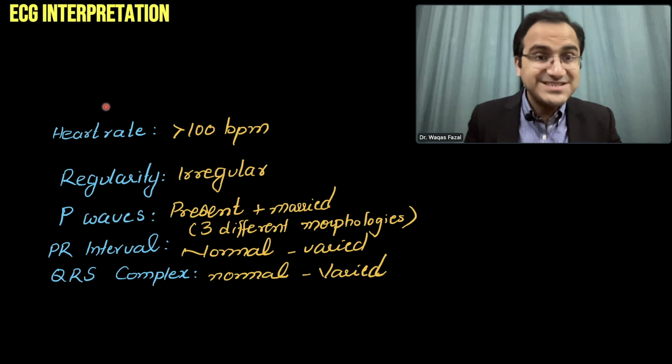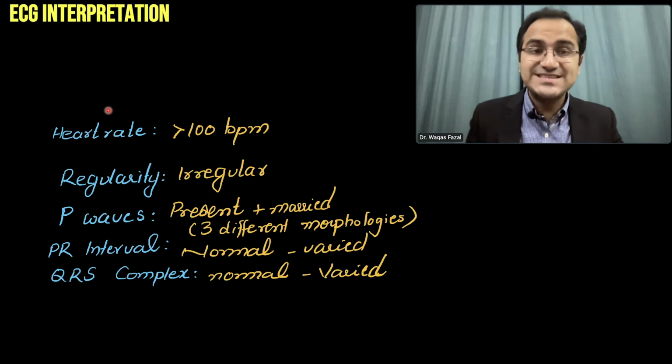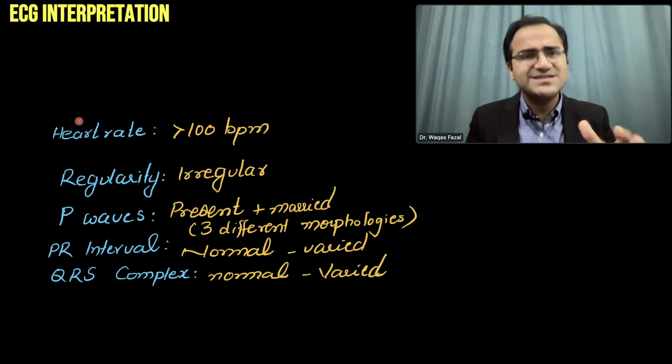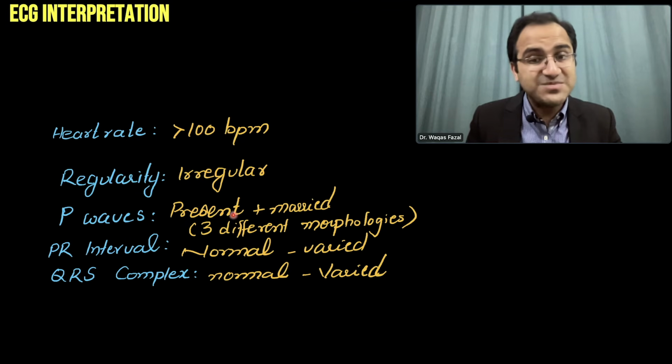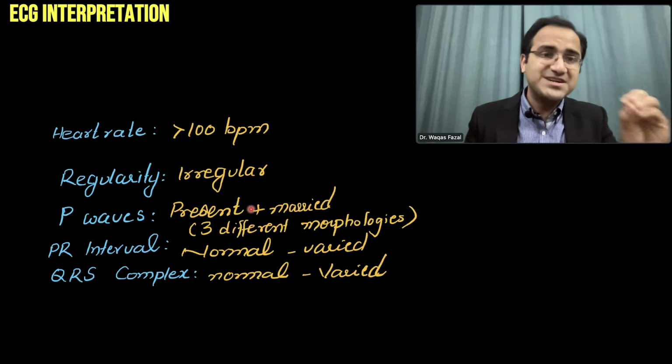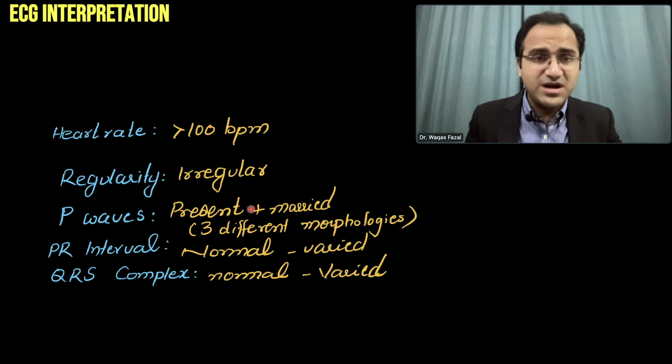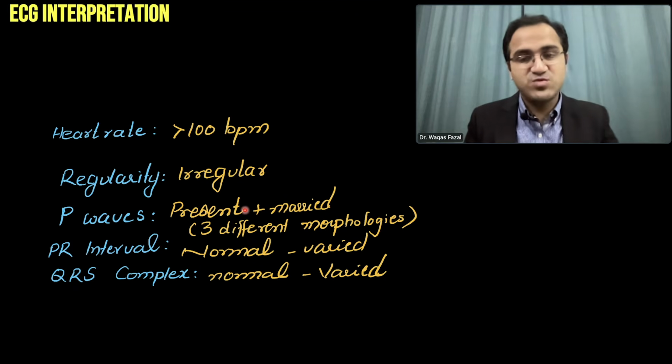Now coming to the characteristics of multifocal atrial tachycardia, as I said, it is just the same as wandering atrial pacemakers, but the heart rate is high. The heart rate is fast, greater than 100 beats per minute. Regularity will be mostly irregular. The P waves will be present, but they will have almost three different morphologies. They will be married to the QRS complexes. These P waves will be generating the contraction of ventricles and will result in QRS formation.